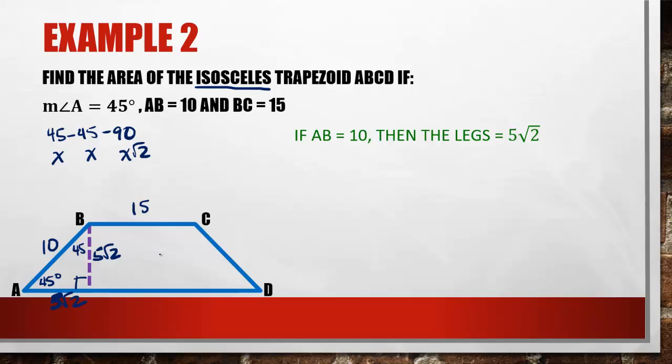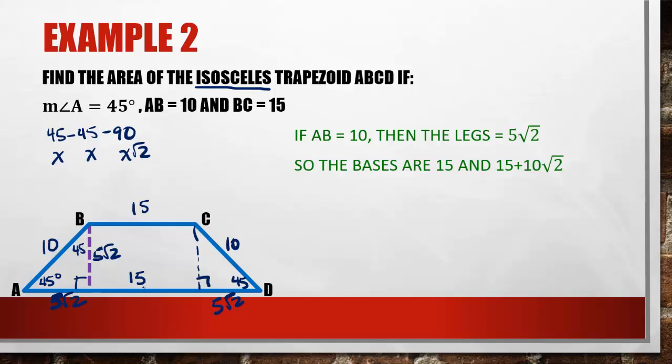Okay? And since this is an isosceles trapezoid, that means that this side is also 10. This angle is also 45, which means that these are also 5 root 2. Now you already know the height, so actually this one's not important. But this is important because we've basically made a rectangle here, so this is 15 down here. So the bases are 15, so this is base 1. And this whole thing is base 2.